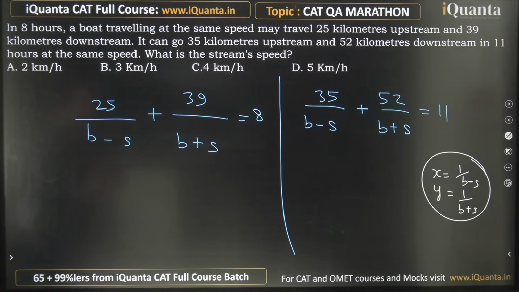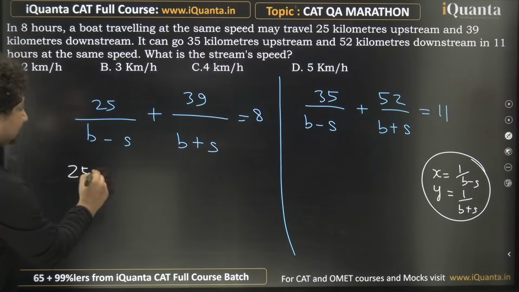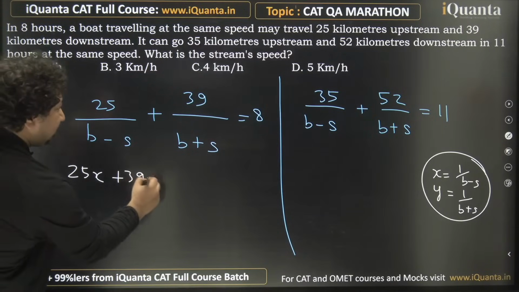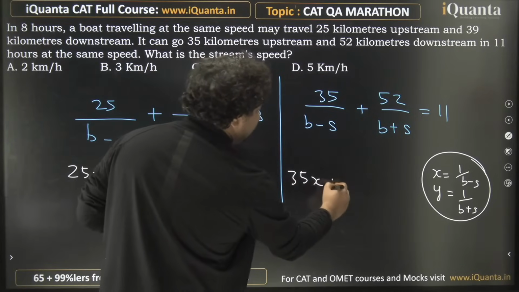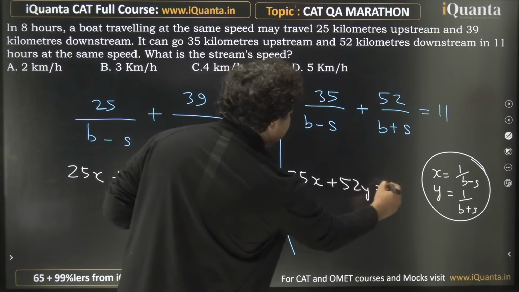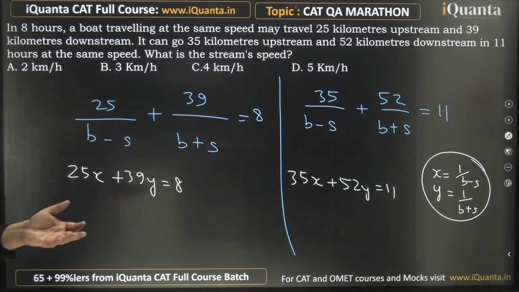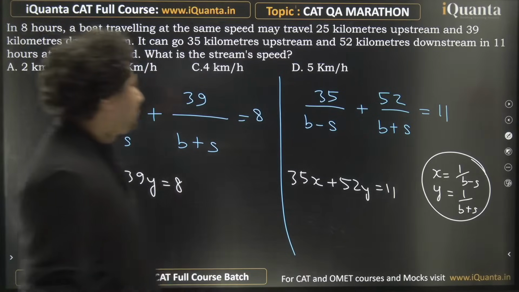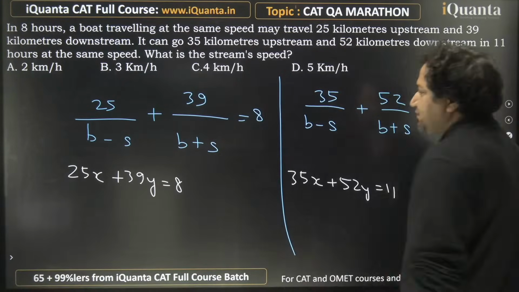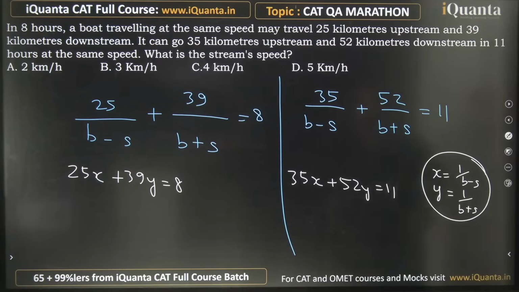So how many of you did this way? Let us do that way. So this becomes 25x plus 39y is 8 and here I'll get 35x plus 52y is equal to 11. We have two equations and two variables. We can solve for x and y, and then we have to solve it again for b and s, and we get the answer. By the way, this will make our calculation very complex. There are a lot of calculations involved there.